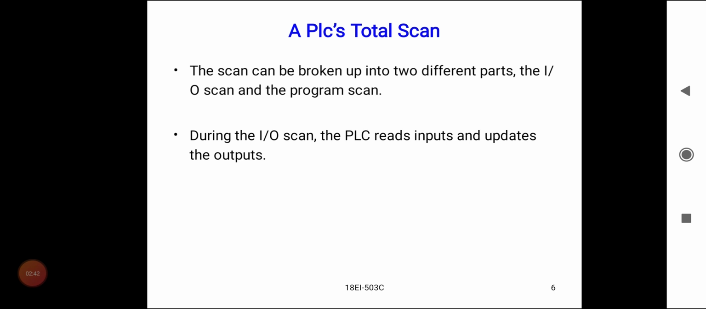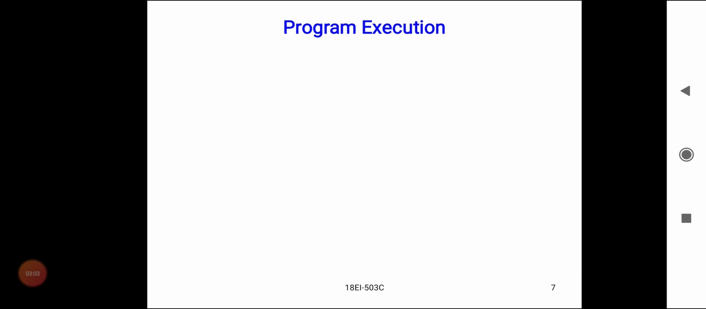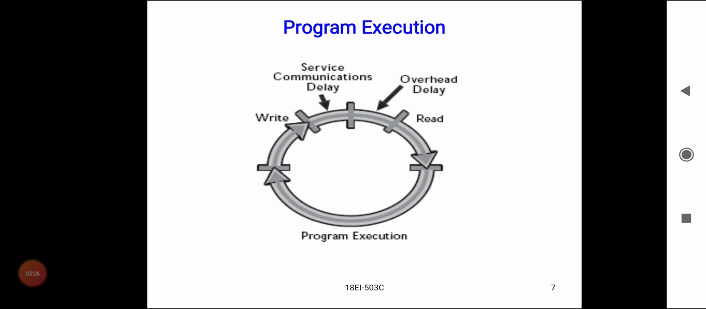During the IO scan, the PLC reads inputs and updates the outputs. During the program scan, the PLC executes the control program. Program execution, write, service communication delay, overhead delay, and read.